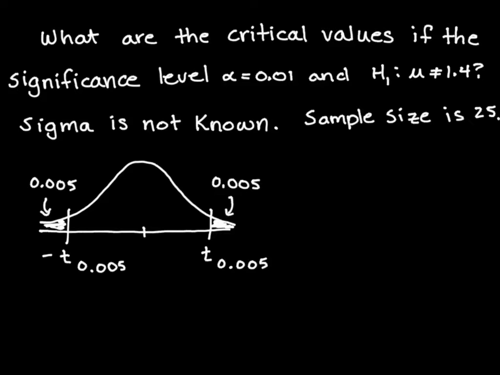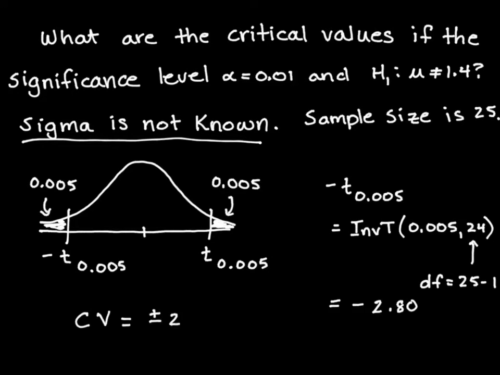We're using the t-distribution because sigma is not known. So it's t sub 0.005 and negative t sub 0.005. In order to find the critical values, again, I'm going to find the negative t sub 0.005. To do that in the calculator, I'm going to use the inverse t function. That's right below inverse norm. It should be number 4 on your calculator. And the area that we're talking about is 0.005. Then I have to give the degrees of freedom.